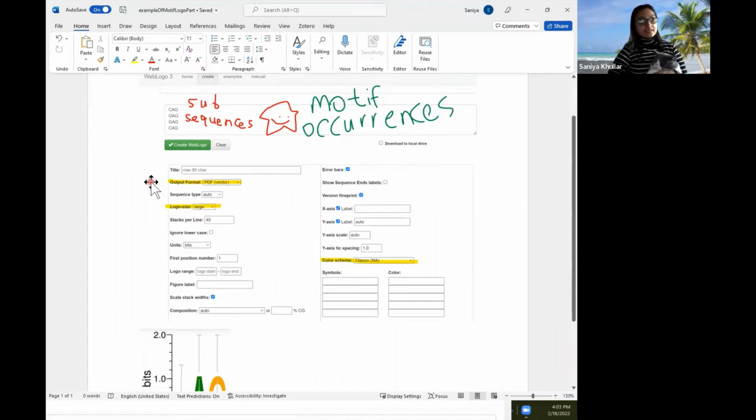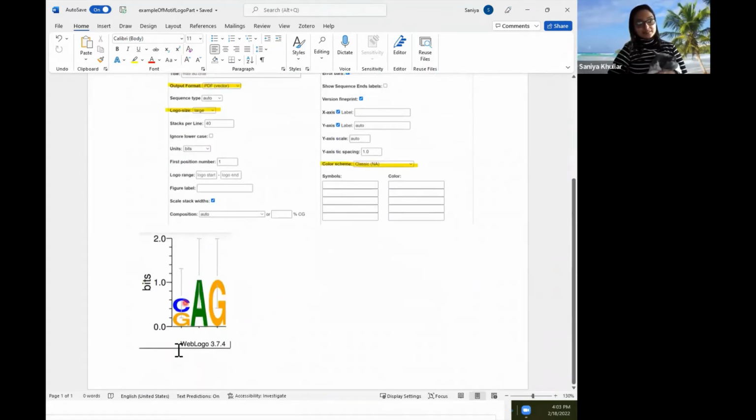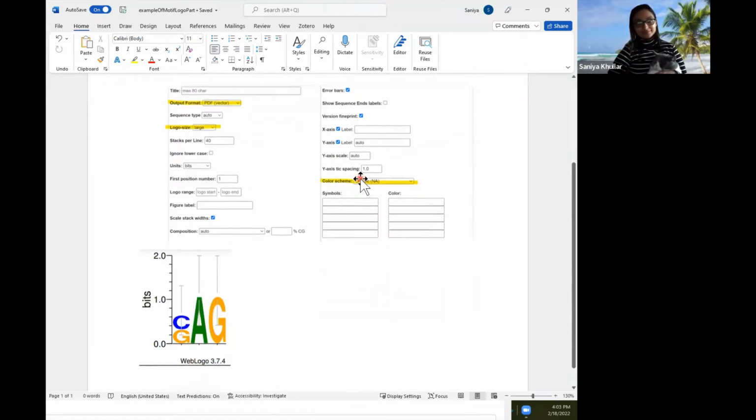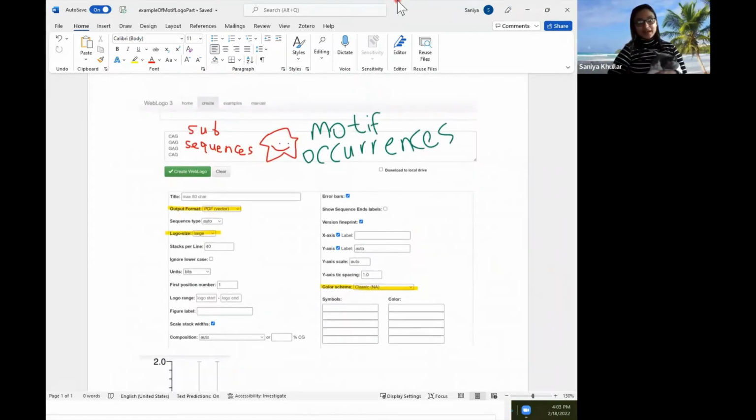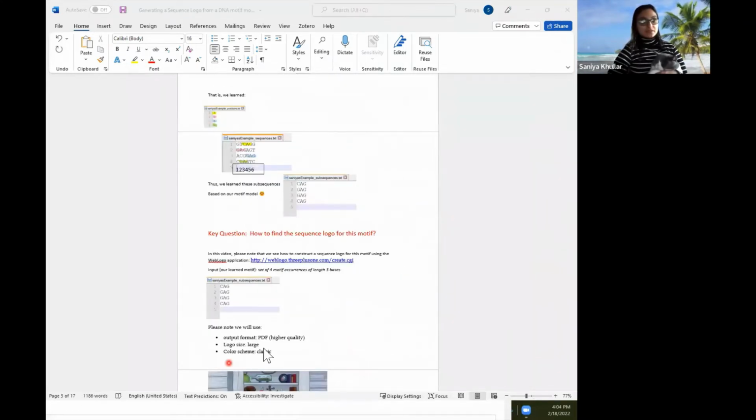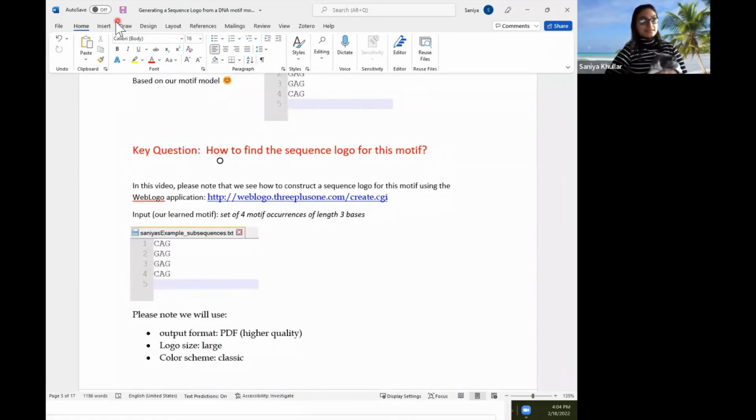And I selected from the default output as PDF, logo size large, and then color scheme as classic. And when I did that, I got this, and this is much better in my opinion. So this is how we do it. I was showing you just how the default looks, but it's better to use a classic scheme. That's ideal, as we were wanting: color scheme classic, logo size large, and output format as a PDF.